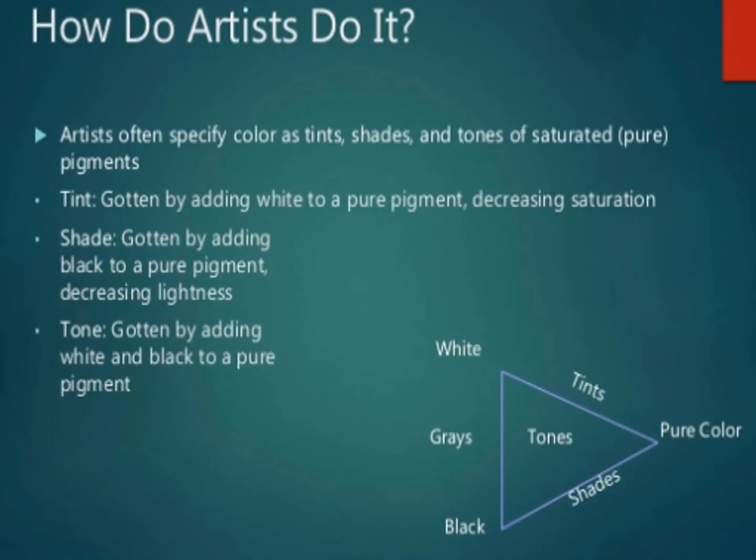How do artists do it? Artists often specify colors as tints, shades, and tones of saturated pure pigments. A tint is gotten by adding white to a pure pigment, which decreases the saturation. A shade is gotten by adding black to a pure pigment, which decreases the lightness. A tone is gotten by adding white and black to a pure pigment. These three terms are quite important in understanding the basics of computer graphics.